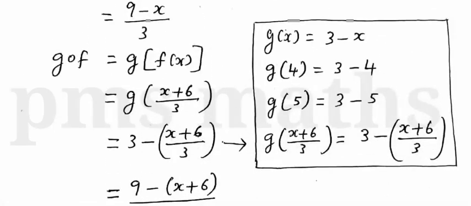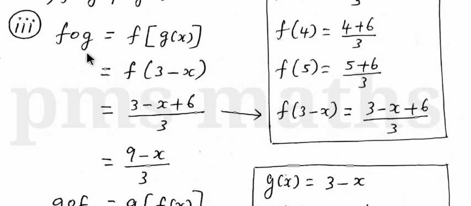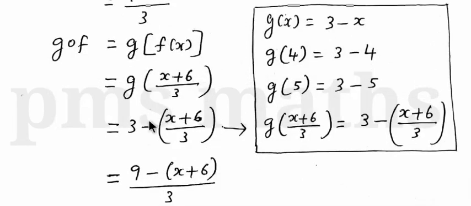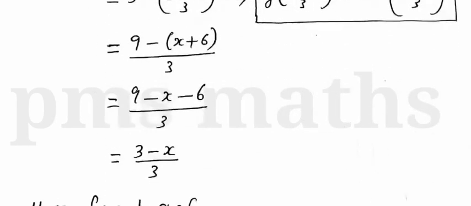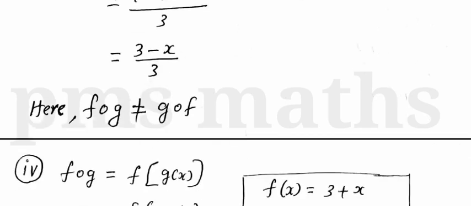Here also we can compare. What's the value of f of g? f of g is (9 minus x)/3. What is g of f? g of f is (3 minus x)/3. They are different. Therefore, we can write here also f of g is not equal to g of f. Now, the third one is over.